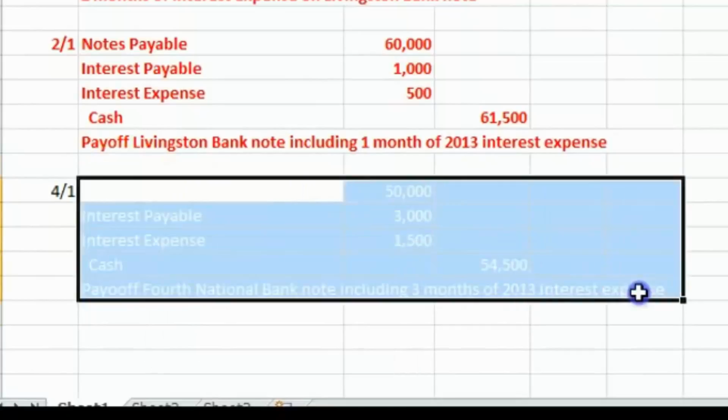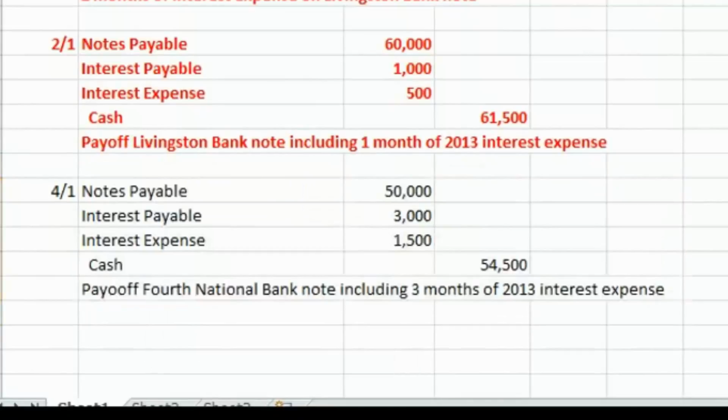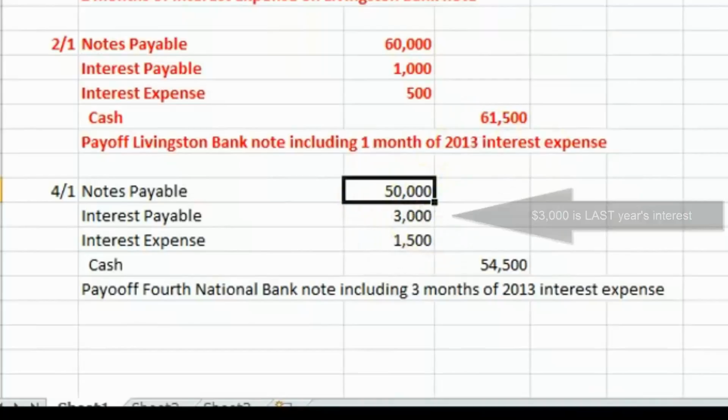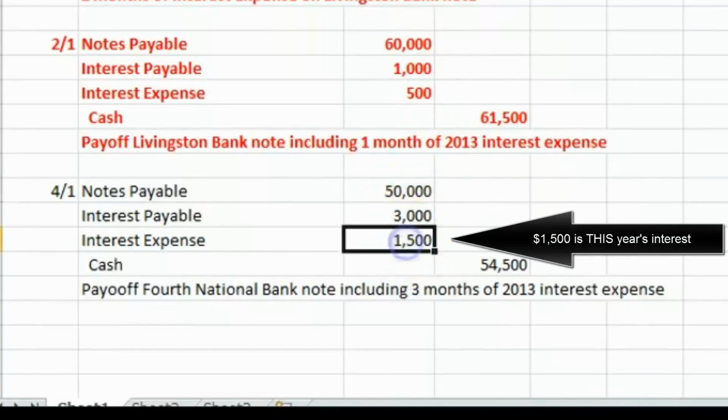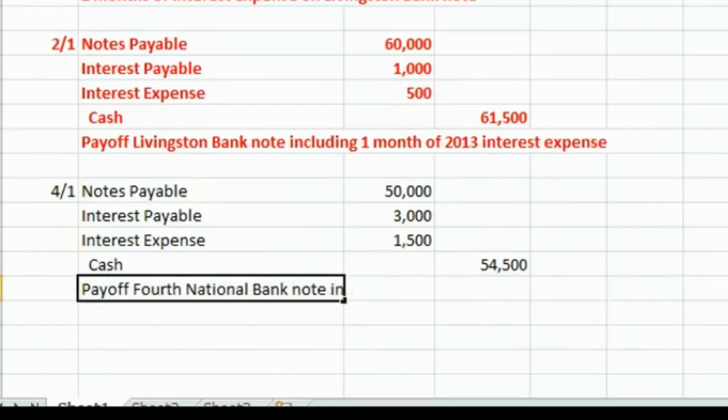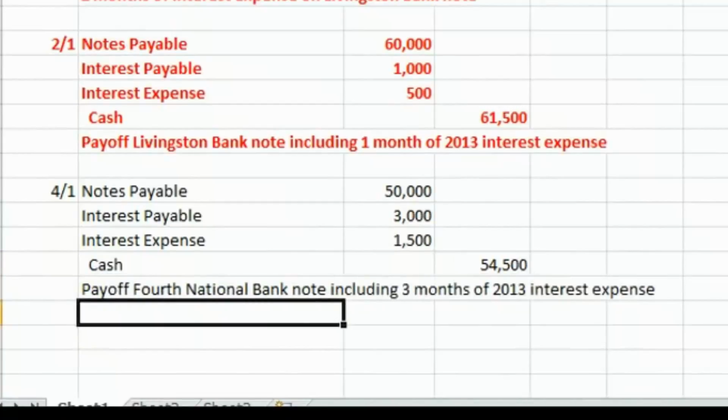So that journal entry looks like: debit the notes payable to get rid of this liability, debit the interest payable to get rid of this liability here, and book some interest expense for 2013. We owe January, February, and March, 3 months, $1,500. So that means we're writing a check for $54,500. And maybe we make a little note here, and maybe we actually spell pay off right. Pay off the Fourth National Bank note, including 3 months of 2013 interest expense. So that's how we account for interest expense.